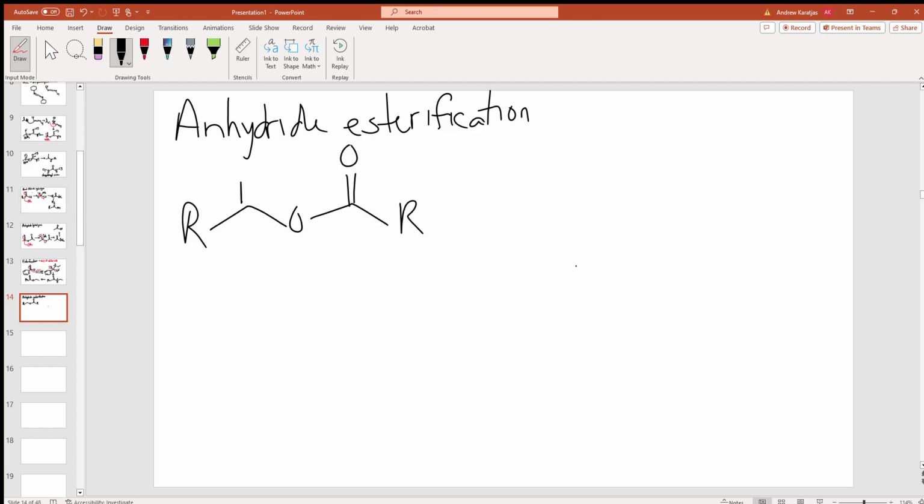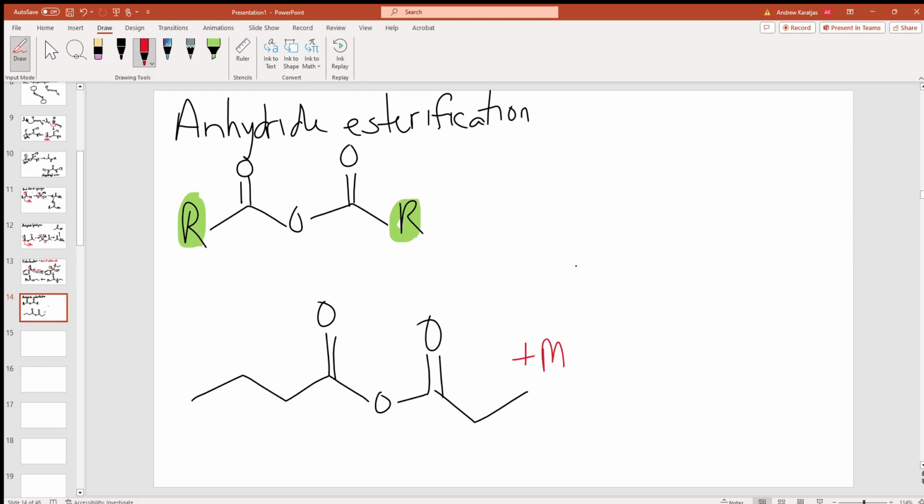What do we mean by that? We mean that the two R groups here have to be the same. If you choose an anhydride with two different R groups, especially if the two R groups are similar, such as these two, and let's say we added methanol, given the similarity of the two sides of this anhydride, there's no reason to expect a high preference for one side over the other.